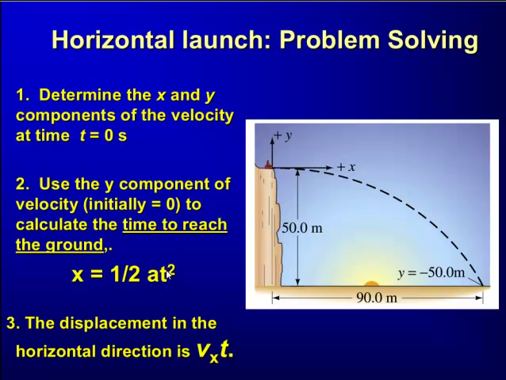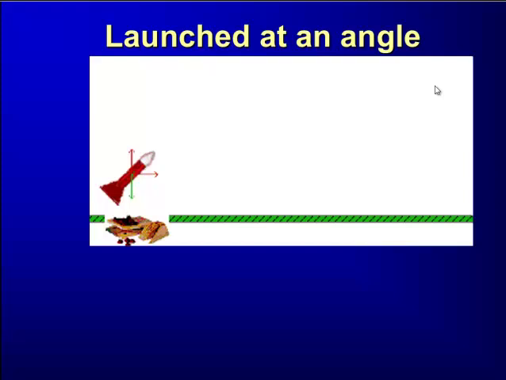From there, depending on what numbers we know, we should know the acceleration, and we might know the distance to the ground, therefore we can work out the time. And then we can work out the displacement, because the horizontal displacement is going to be the time multiplied by the x velocity, or velocity of the x component. So that's how to handle horizontal launch problems.